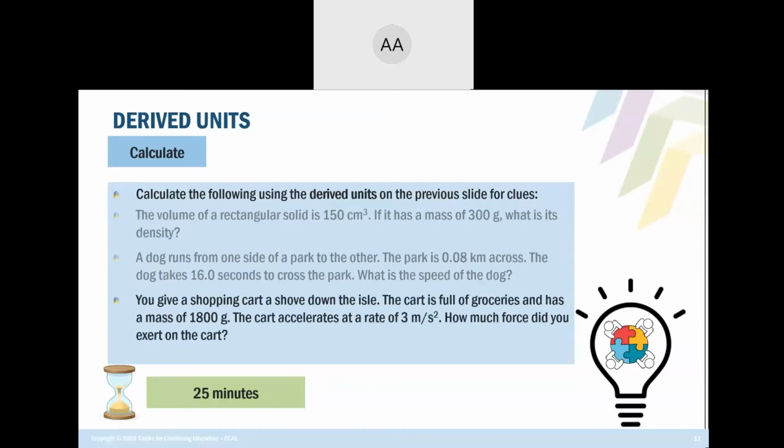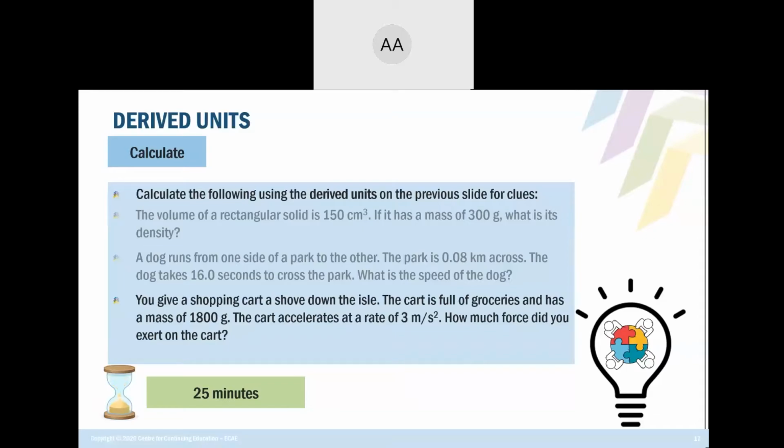Third question. You give a shopping cart a shove down the aisle. You push it down the aisle. The cart is full of groceries and has a mass of 1,800 grams. The cart accelerates at a rate of 3 meters per second. How much force did you exert on the cart?